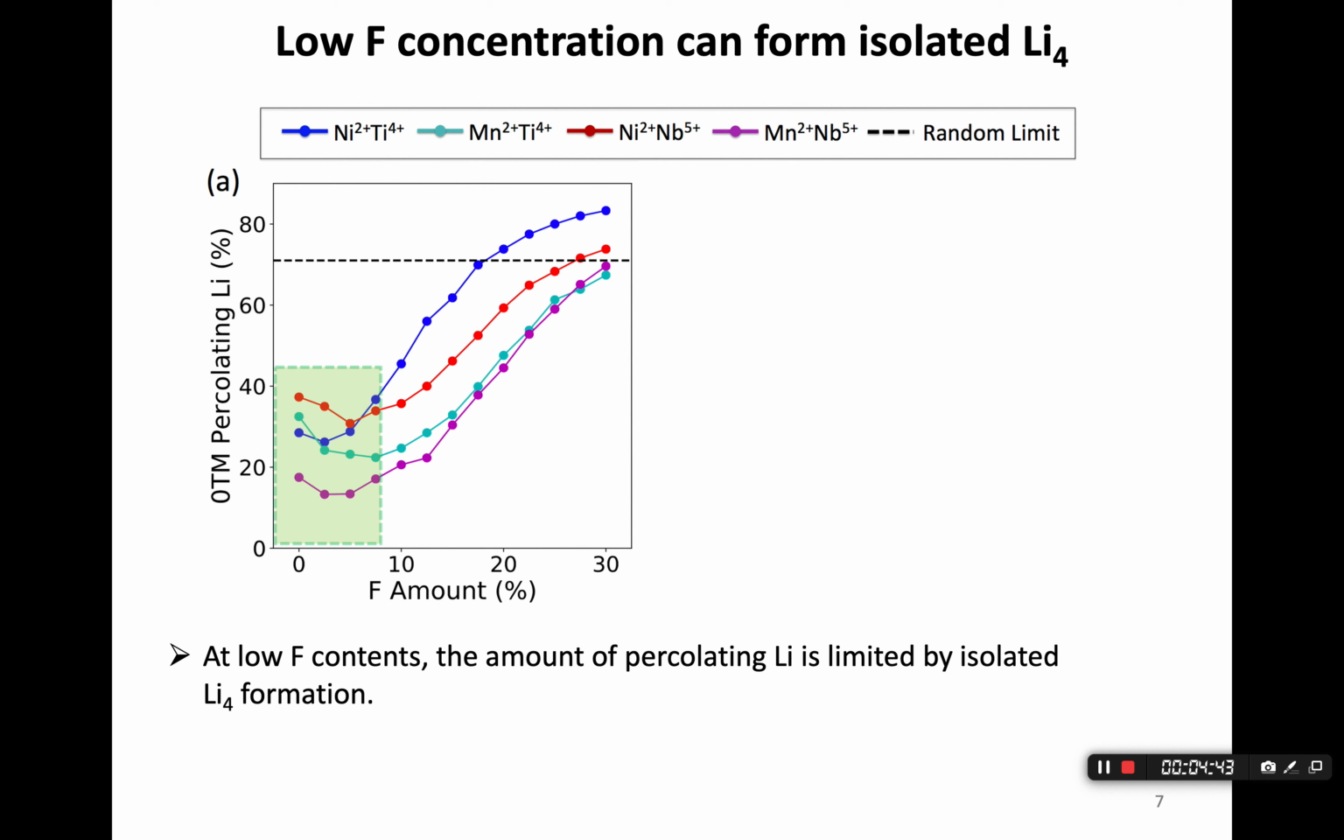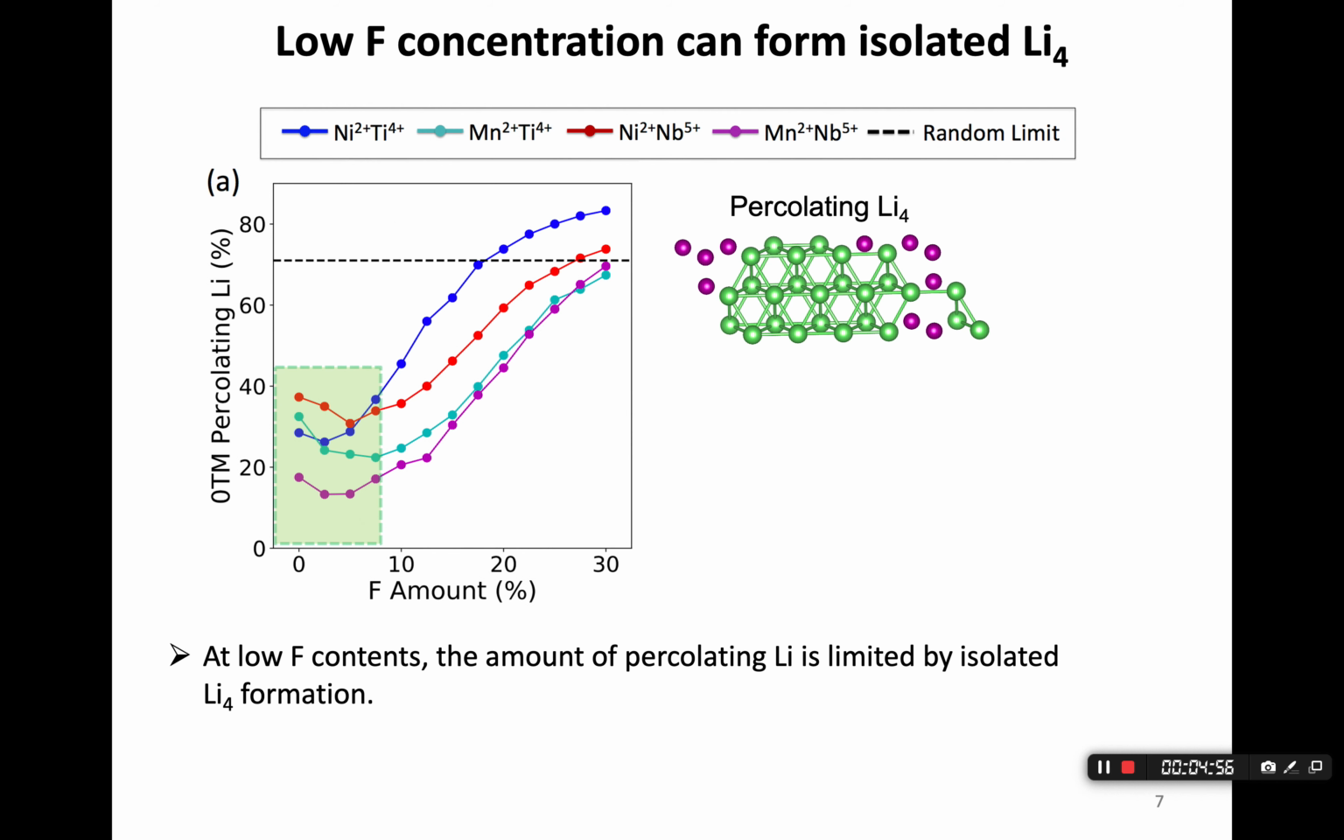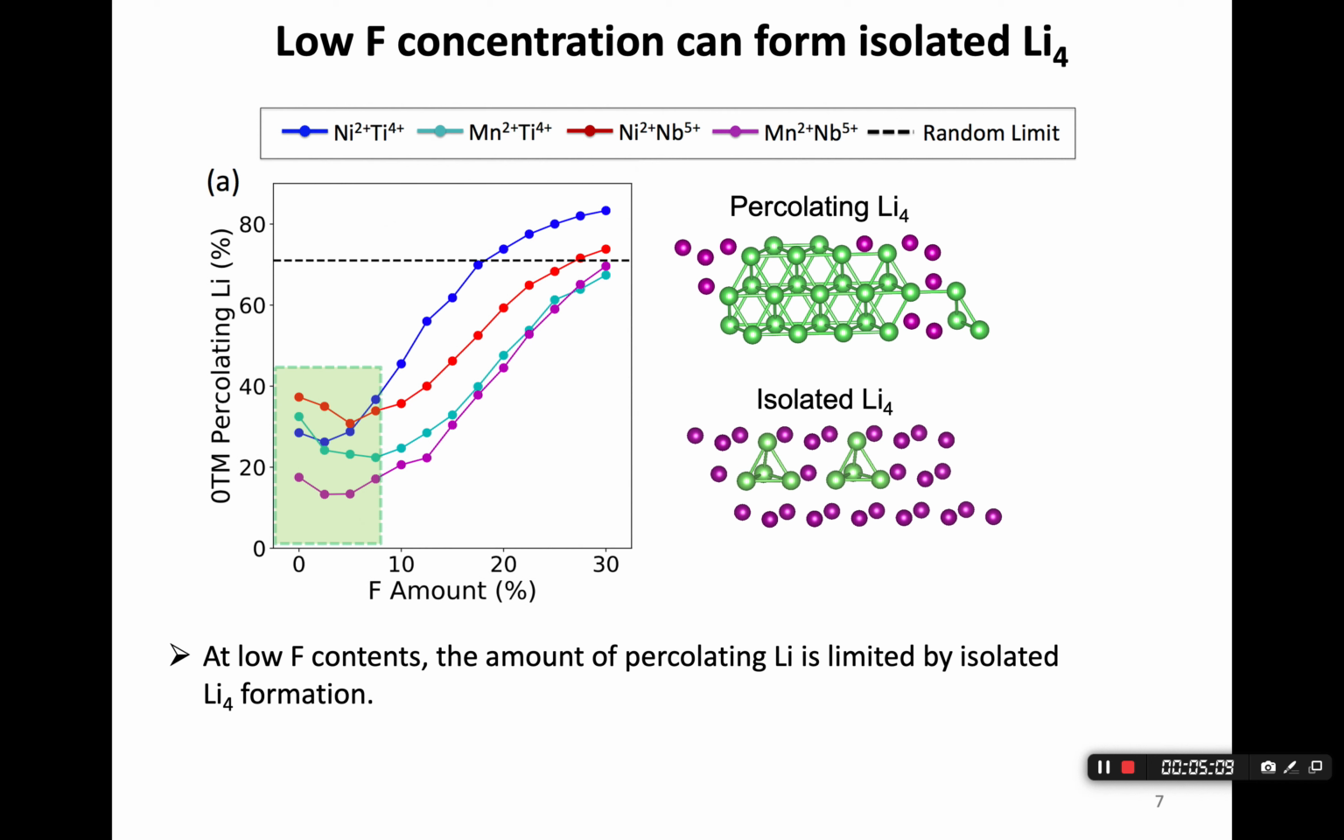So now let me take a careful look at why at 5% of fluorination, the performance is actually the worst. Since everything is about percolation, you can look at the percolating amount of lithium, which is essentially the critical part for zero-TM percolation. But on the other hand, you should also look at the isolated zero-TMs, which means even though you can form some lithium-rich environment in the materials, they may not connect well with each other. So the lithium can only move fast locally.